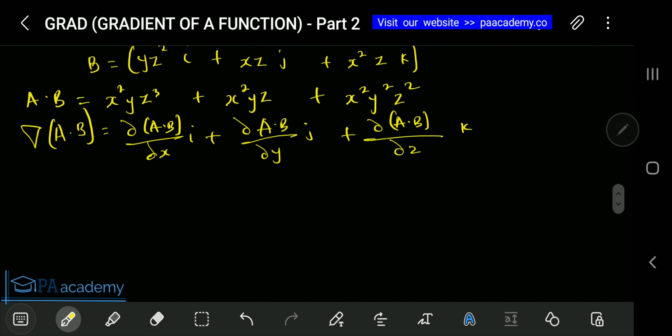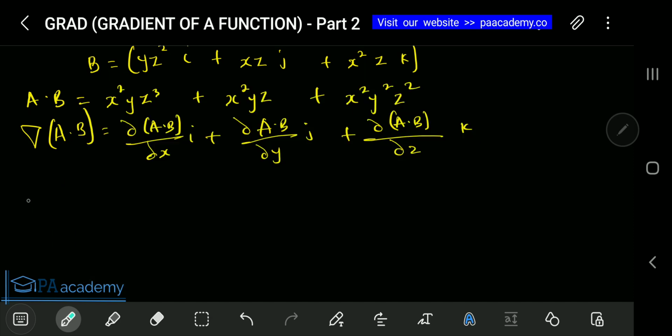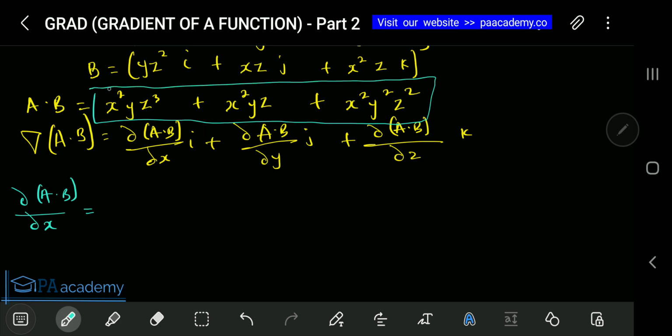All right, so now let's start. What will this give us? What we have here is what we are going to be differentiating. So let's start differentiating. Let's look for the partial differentiation with respect to x.